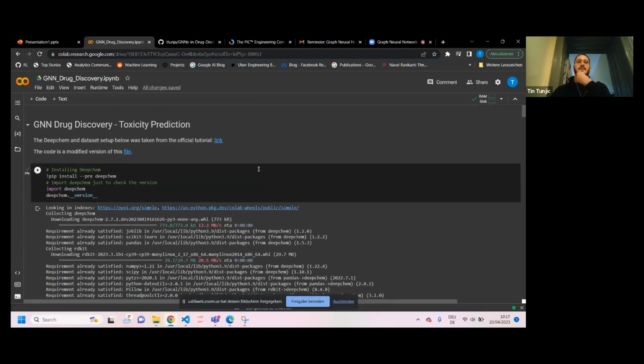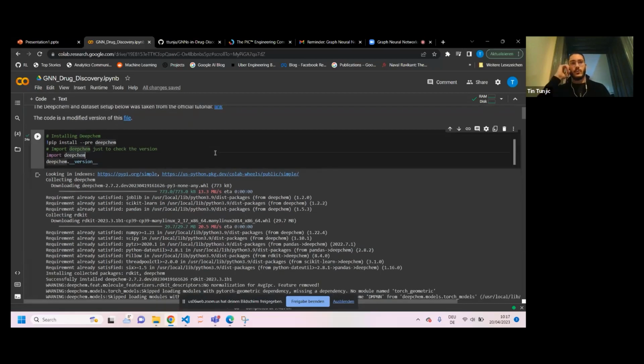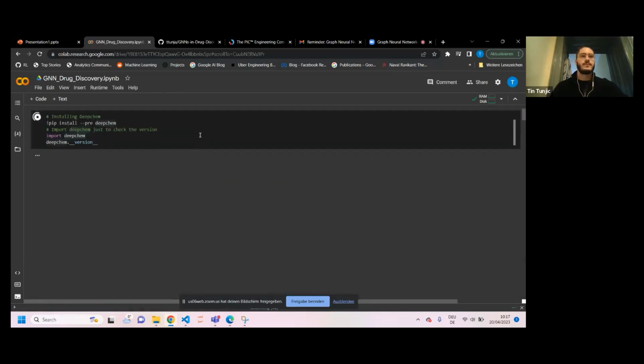So, as I said, graph neural networks are used in many classification tasks, especially for molecules. And one of them that we're going to do today is this toxicity prediction. Now, first, we're going to install this DeepChem library that we're going to use to train our graph convolutional network. So let's do that.